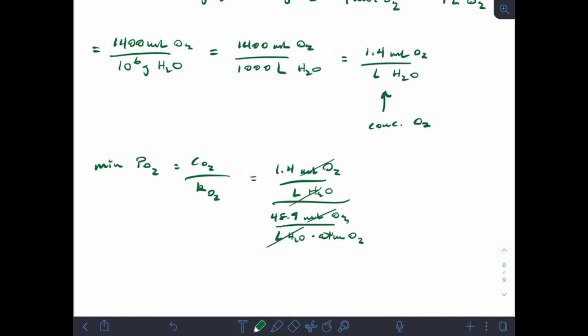So 1.4 divided by 48.9, I love doing that to students. It's on the bottom of the bottom, which makes it the top. It's all about dividing fractions, folks. All right, but what we find out is that in the end, we need a minimum pressure of O2 of 0.0286 atmospheres. Okay, and that's what we needed to maintain 2.0 ppm.